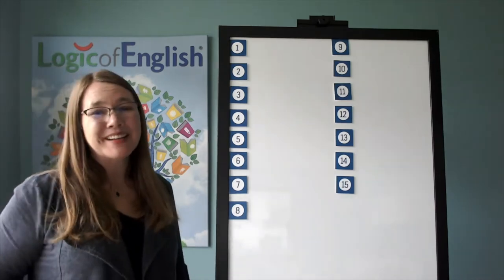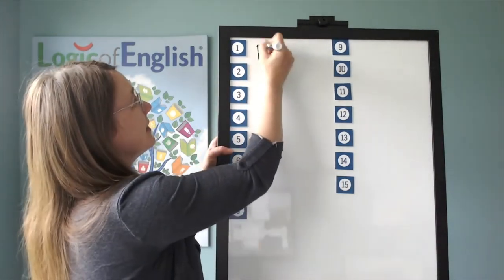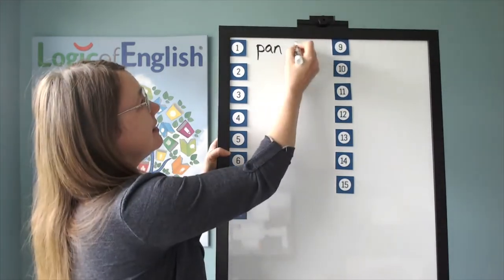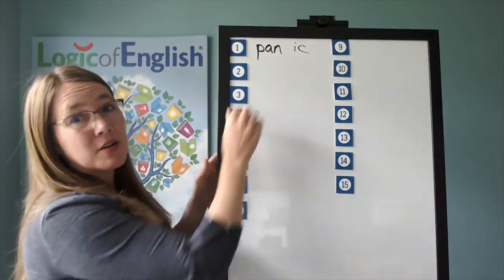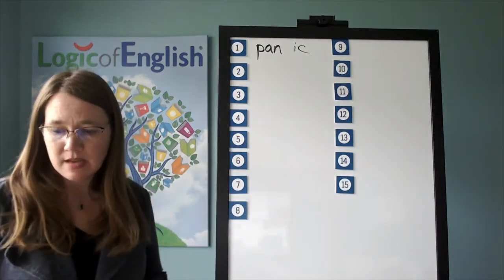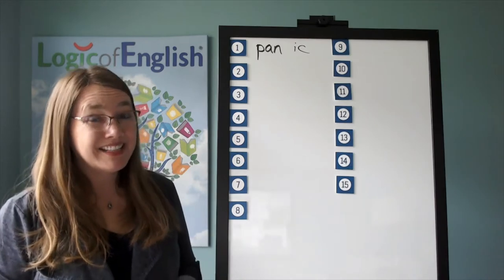And help me to write it. Sound it out as I write it. The first syllable is pan. P-a-n. The second syllable is ick. Ick. Let's read it. P-a-n-ick. Panic. The next word is contagious. The virus is highly contagious.